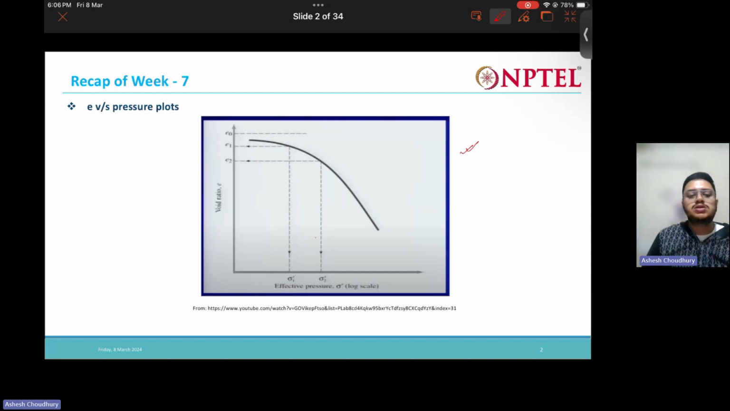Initially, say, the void ratio was e naught. Then when the effective pressure is sigma 1 prime, the void ratio is e1. Then when the effective pressure is increased to sigma 2 prime, the void ratio reduces to e2. So with increase in effective pressure, the void ratio is reducing. That's why, if you can recall, we defined a term known as the coefficient of what?